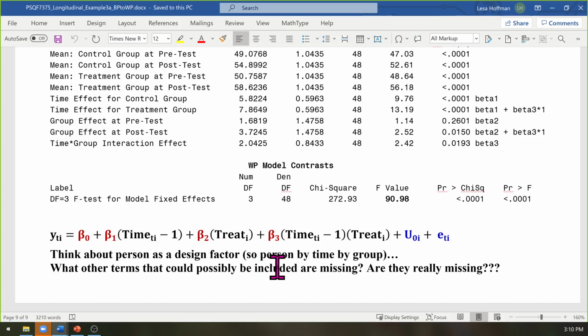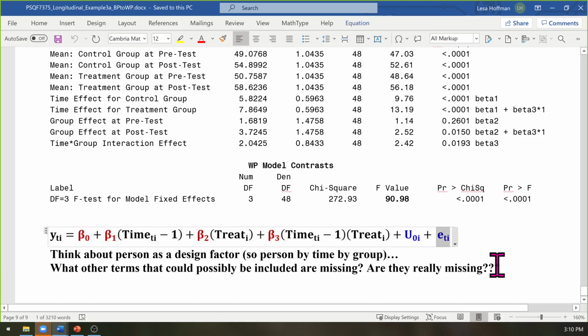Person by time interaction. Do I have it or do I not? Oh, we got a variety of answers here. The answer is yes. It's right there. Person by time is E. I know that's crazy to think about it that way, but that's all that's left. E is, why did somebody change differently from pre-test to post-test, even after I control for which group they're in?